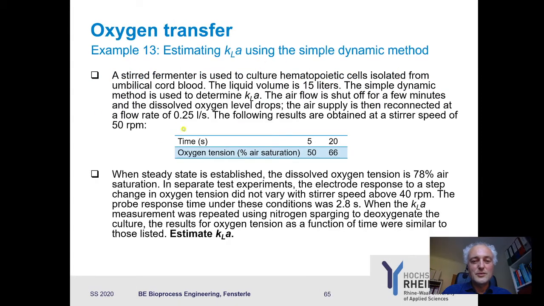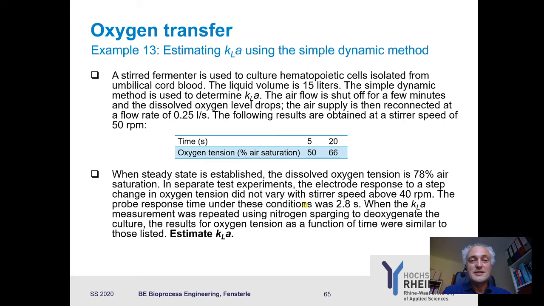You see we have stirred a culture of these hematopoietic cells, and these were the results we obtained. The dissolved oxygen tension is 78%. The electrode response did not vary. For the RPM, the response time was 2.8 seconds. The measurement was repeated with nitrogen sparging, so it was measured in culture and with nitrogen sparging, and the KLA was similar. That's, by the way, important.